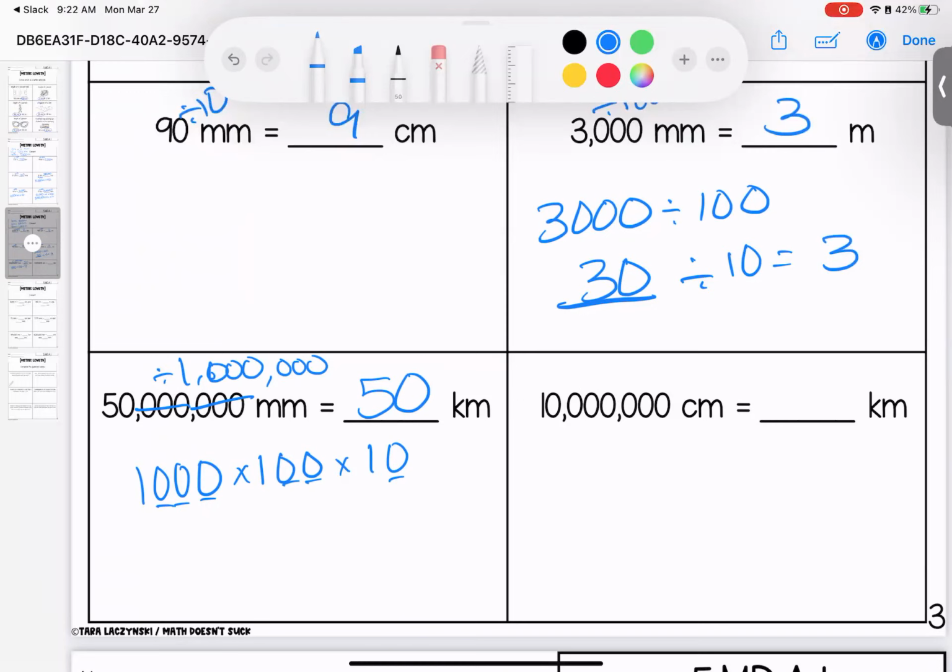Last one, centimeters to kilometers. We're going to divide by 100,000, because we don't need the extra 10 that we needed to get from centimeters to millimeters. So I cut off 5 zeros, not 6, and it leaves us with 100. I could also set it up if I wanted to. Up to you how you work it through.